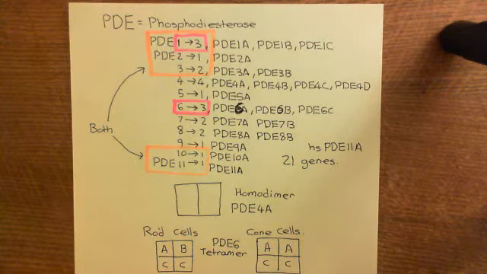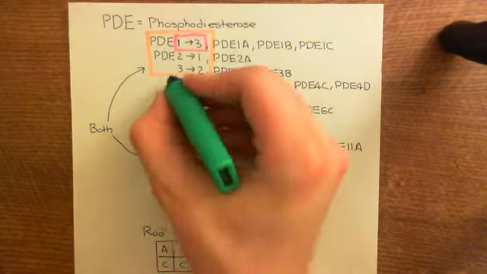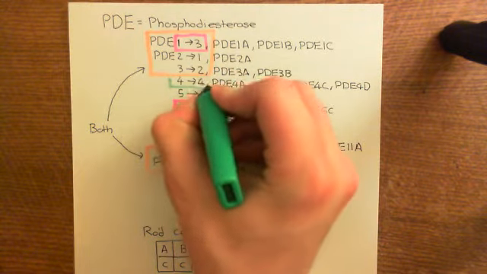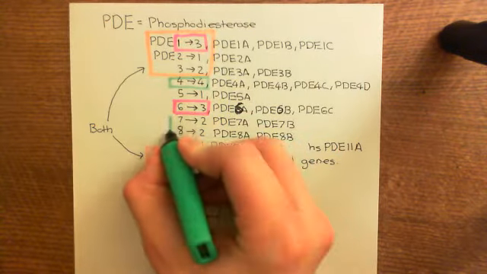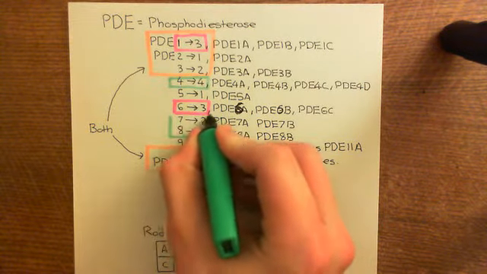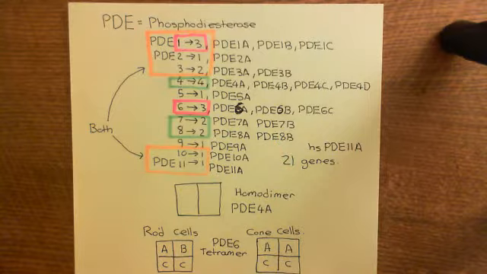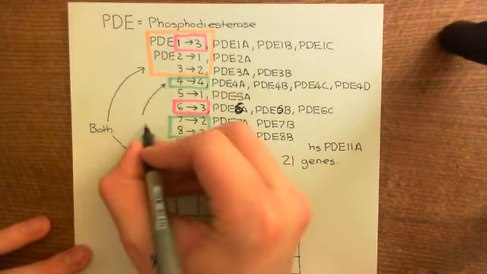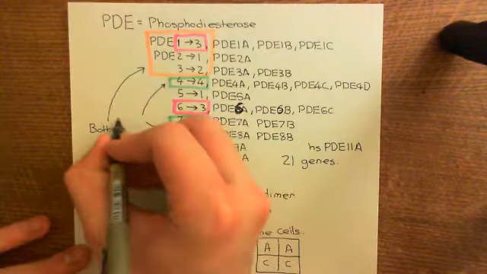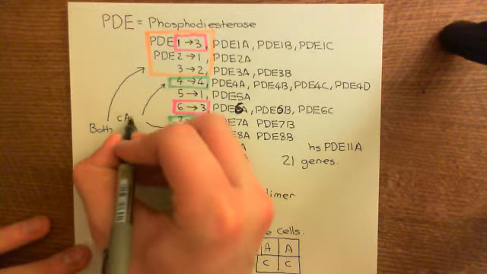Now let's talk about the ones that are selective for cyclic AMP. The ones that are selective for cyclic AMP are 4, 7, and 8. So 4, the star of the show here, is selective for cyclic AMP, and 7 and 8 are selective for cyclic AMP. So these are the ones which will only break down, well, not only, but much prefer to break down cyclic AMP than cyclic GMP.